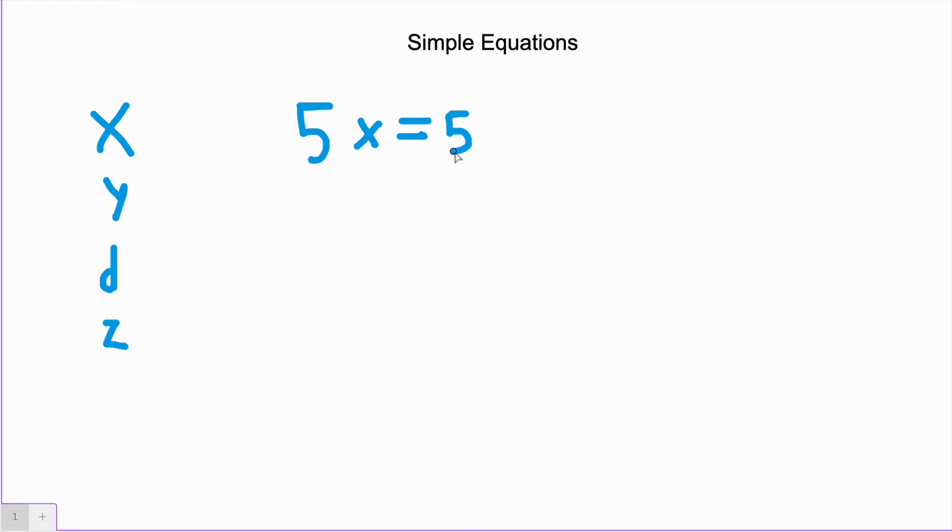In these types of equations, we're trying to find out what the variable is worth in terms of a number. So we'd want to get that variable all by itself so we could know what it's worth. So x would equal 1 in this scenario because we would divide by 5 on both sides, or we can multiply by 1/5, which is the same as dividing by 5. And that would give us x equals 1.